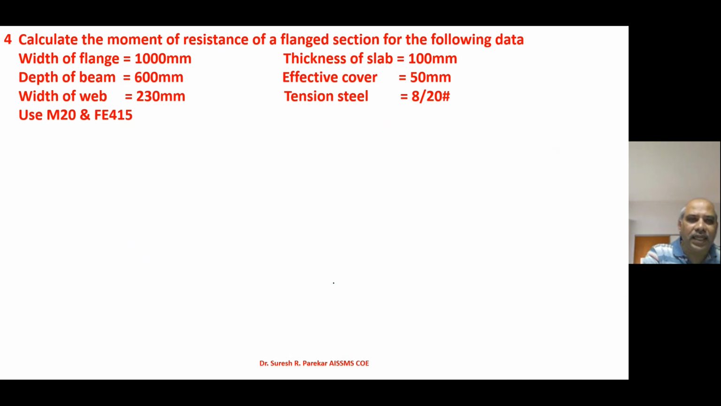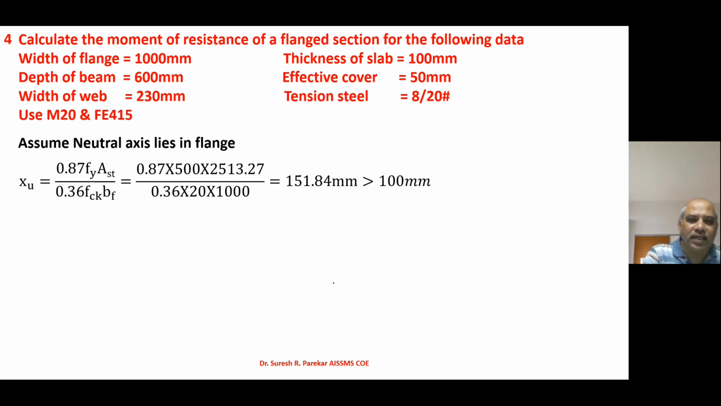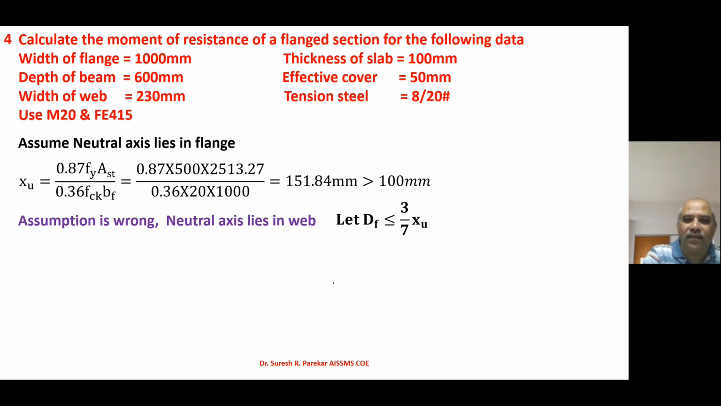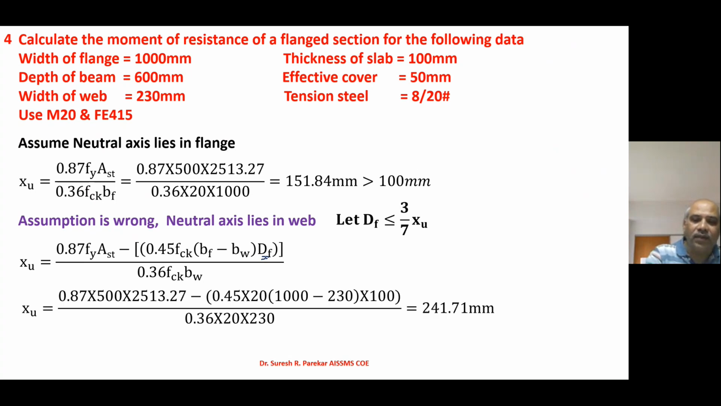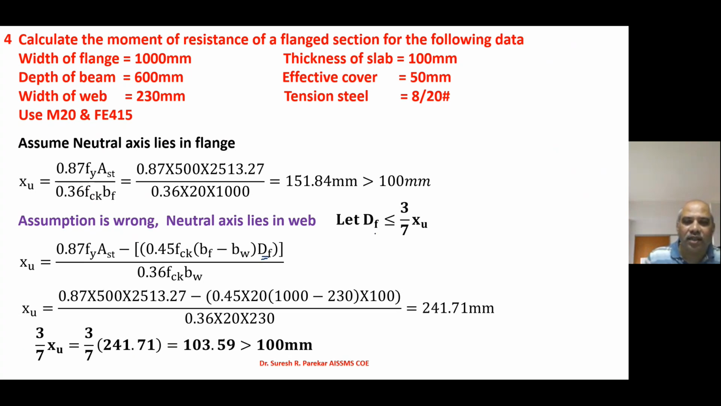Now we will go with one more problem, with a little data change. Assume the neutral axis is in the flange, not satisfied. The assumption is wrong, the neutral axis lies in the web. So we will go with the second assumption, Df less than or equal to 3/7 Xu. You can see we have changed this: here we have Df, there we have Yf. Now here we have Xu 241.71 millimeters, and here we have 3/7 Xu. This condition is satisfied, our Df value is less than 3/7 of Xu. Now we can go directly with this, the assumption is correct.